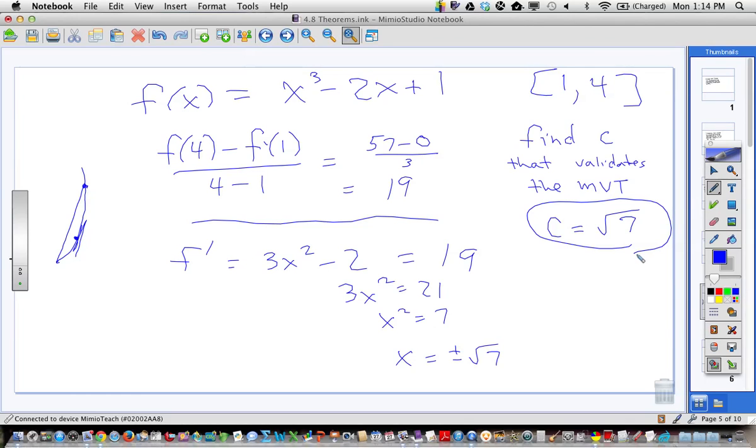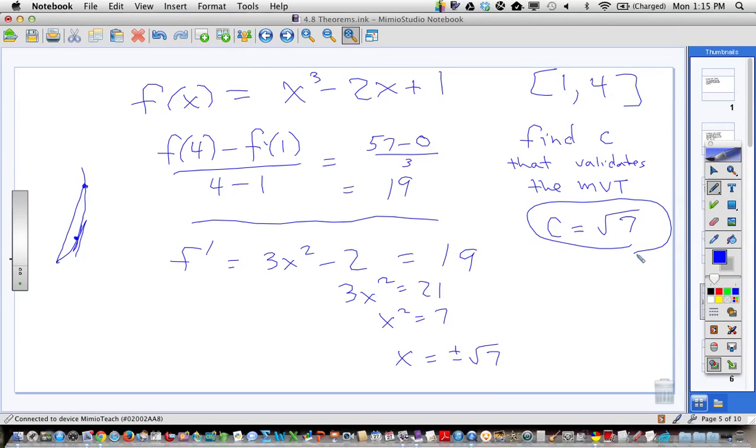Now, you probably should explain, to really answer this well, what else should you say here? If it's going to validate the mean value theorem, you better state that you have a continuous function from 1 to 4 because it's polynomial and differentiable. All polynomial functions are nice and smooth. The derivative exists everywhere. So you probably should state that, just like we did with the intermediate value theorem. We said, if you're going to say that it satisfies the intermediate value theorem, you better say that it is a continuous function on that closed interval.